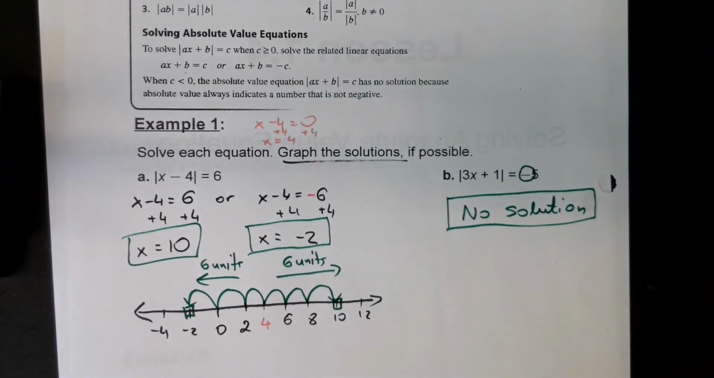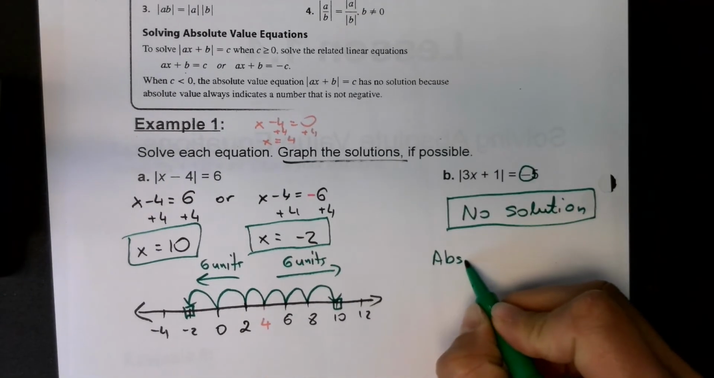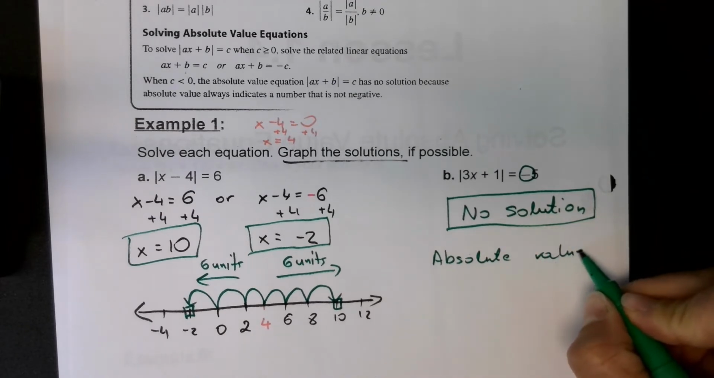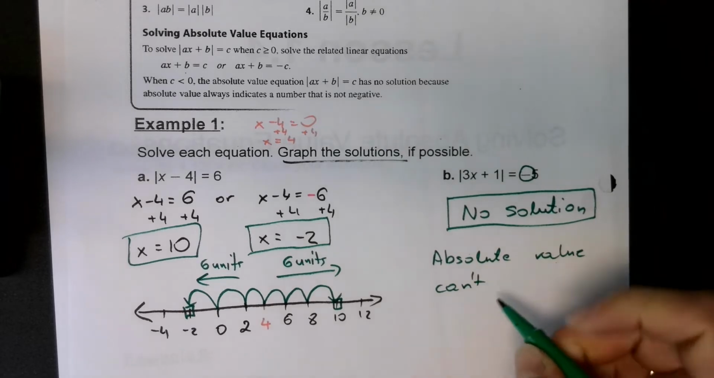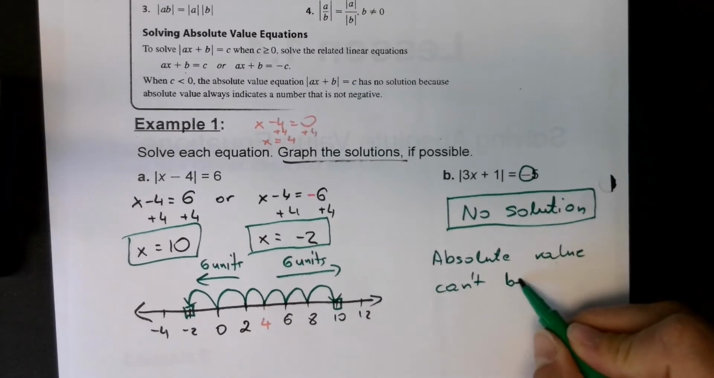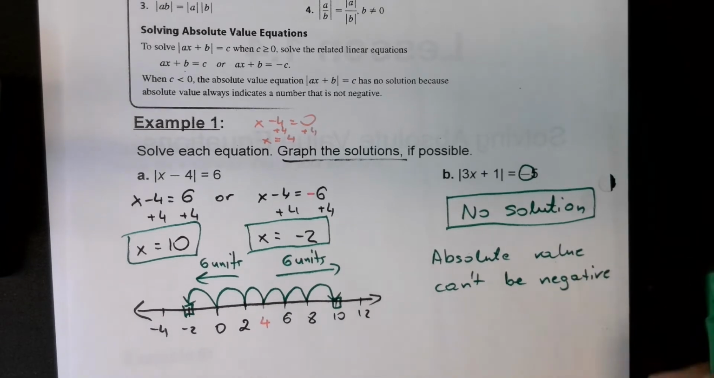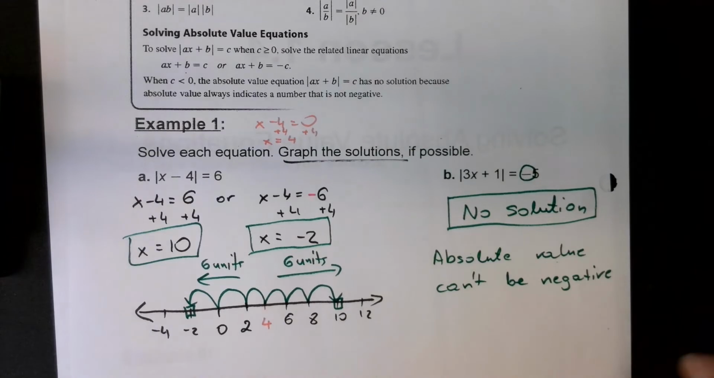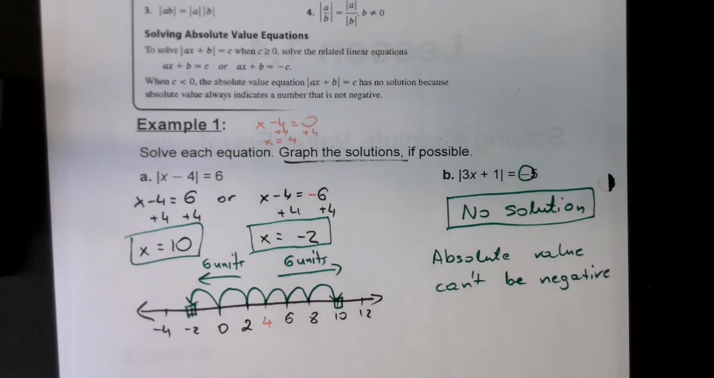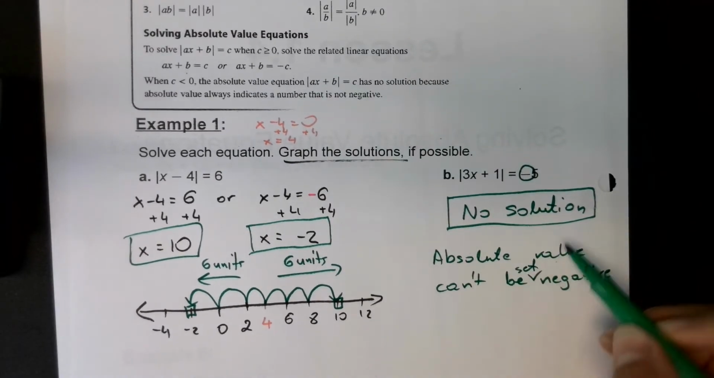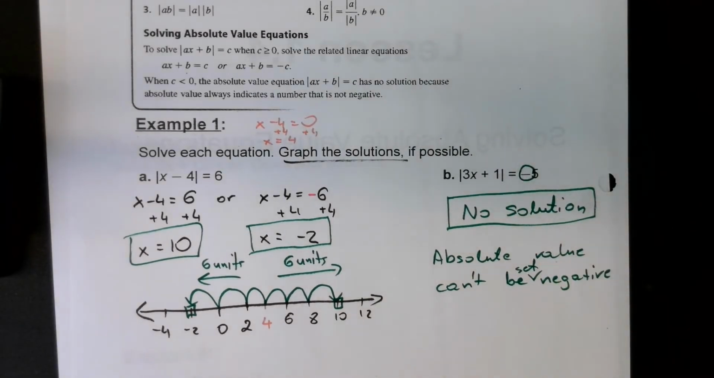No solution. So an absolute value can't ever be negative. If it's in the simplest form though, only if it's in simplest form. I should say it can't be set equal to a negative, because that is equal to negative.